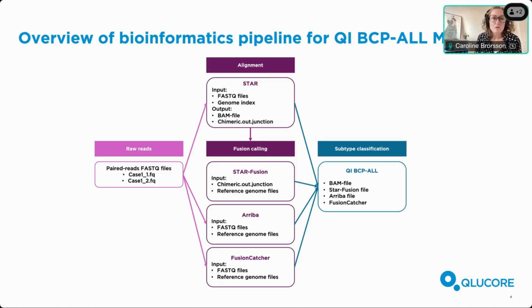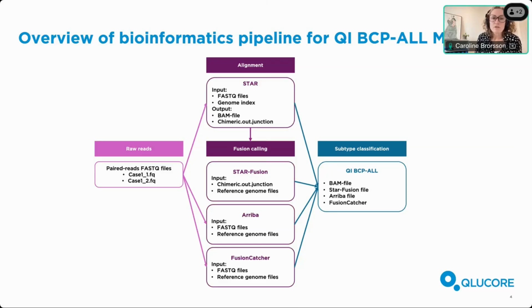So we have simplified it a little bit. To show you the overview very briefly, we start with raw sequencing reads, paired-end reads from, for example, an Illumina instrument. We align those reads to a reference genome using STAR. The output from STAR is an aligned BAM file and a file called chimeric out junction, which collects all the chimerically aligned reads. This file is then used for fusion calling.